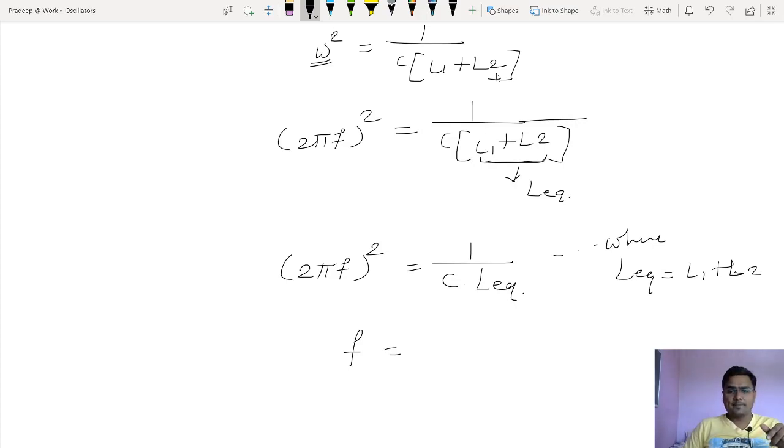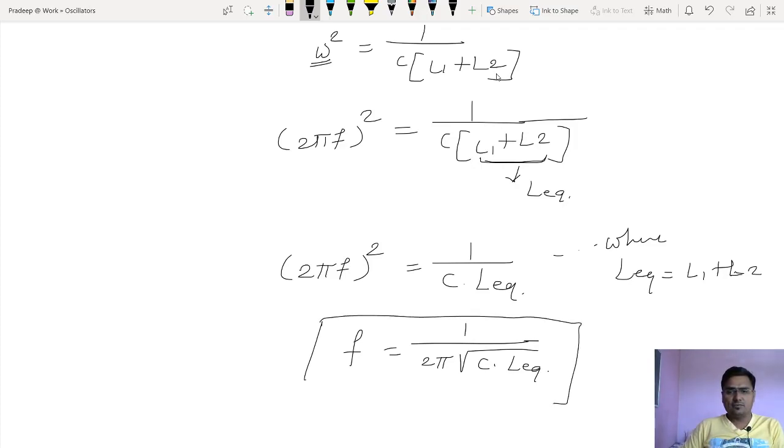Now f will be 1 divided by, now look at this, 2 pi will come here. It will be 2 pi, yes, 2 pi under root, it is C multiplied by L equivalent, and that will be, yes, it is done. Let me have a small bracket for that. Yes, and this is what the frequency of oscillations for Hartley oscillator, f is equal to 1 divided by 2 pi under root C multiplied by L equivalent.